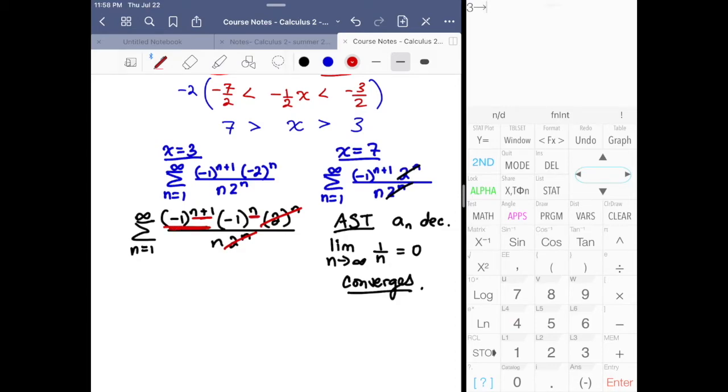If I plug in a 2, this is odd, that's even. So this one is a negative 1 as a result. This one's a positive 1 as a result. Bottom line is they multiply to equal negative 1. If I plug in a 3, 4, so even exponent gives us a positive. 3, odd exponent gives us a negative. Long story short, we're getting a negative 1 on top no matter how you slice it.